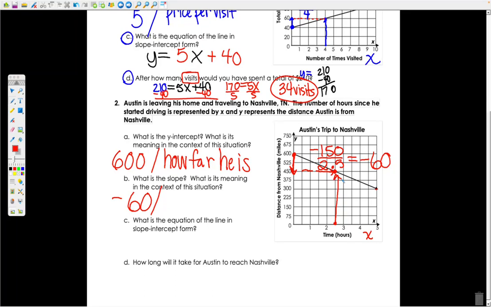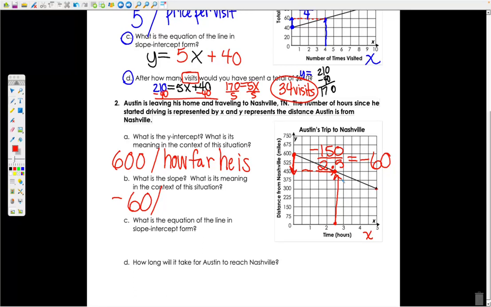I literally looked at the numbers up here. I took 600 and subtracted 450. That's where I got the 150, but negative 150. But then I divide by how far I went over here, which is 2.5 hours. So negative 60 is my slope. Thank you for getting me straight on that.